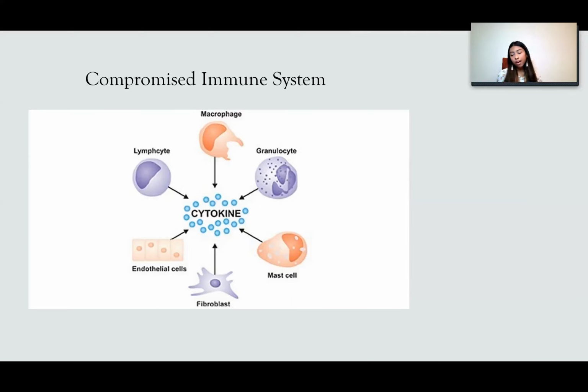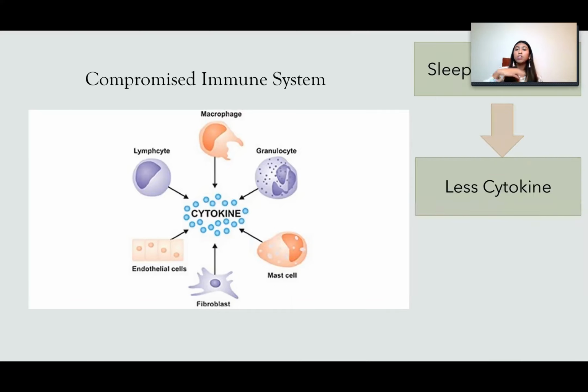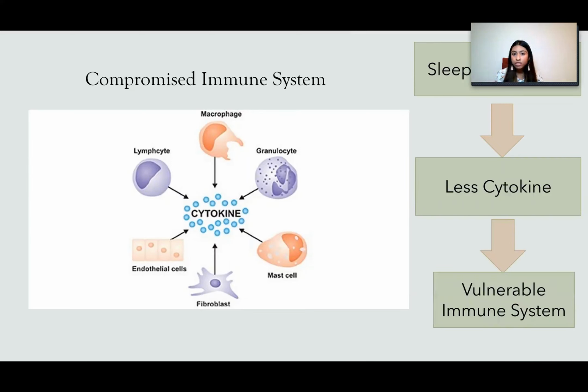So what happens when we don't sleep enough? What happens when we have sleep deprivation? Well, when we sleep, the amount of cytokinase produced increases. So when we don't sleep, less cytokinase is produced, which then results in a vulnerable immune system. When there's a vulnerable immune system, that means we are overall weaker. And this is dangerous, especially now when there's COVID, right? We need to have a stronger immune system. So during this time especially, sleep is so important so that our body produces more cytokinase and our immune system is more protected.